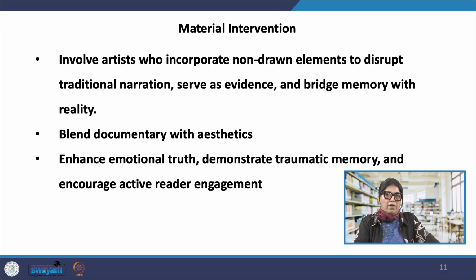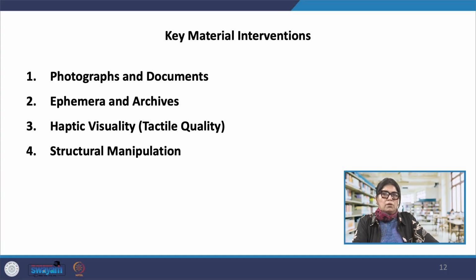Material intervention in graphic memoirs involves artists incorporating non-drawn elements such as photographs, documents, or tactile textures to disrupt traditional narration, act as evidence, and bridge memory with reality. These techniques, often blending documentary with aesthetic, enhance emotional truth, demonstrate traumatic memory, and encourage active reader engagement, reconstructing personal history. Some of the key material interventions include photographs and documents.